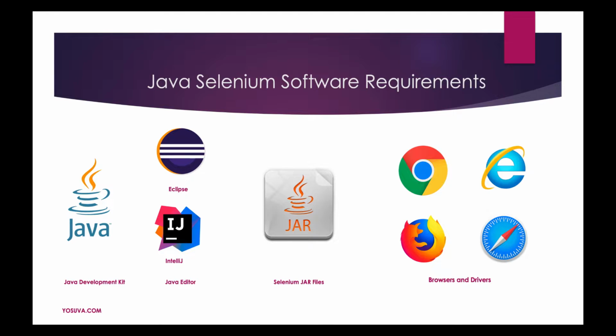Third one is Selenium jar files. It's a Java client library. We need Java Selenium jar files in order to automate web applications. The fourth one is drivers. If you wanted to execute your script on Chrome, then you need Chrome driver. If you wanted to execute your script on Internet Explorer, you need Internet Explorer driver.